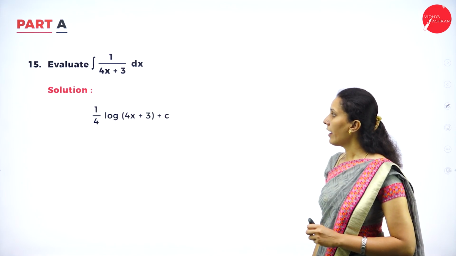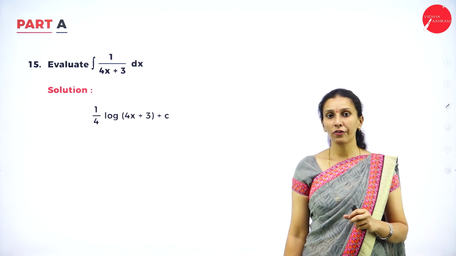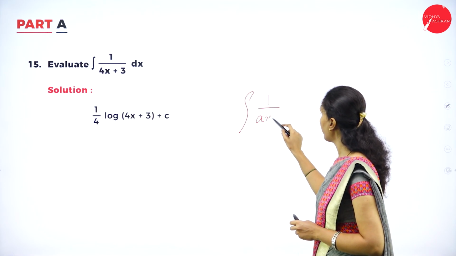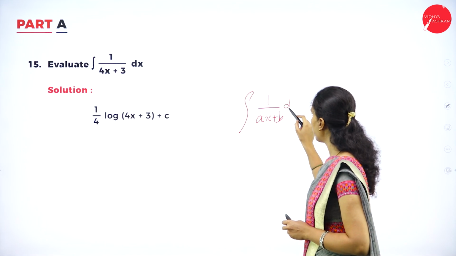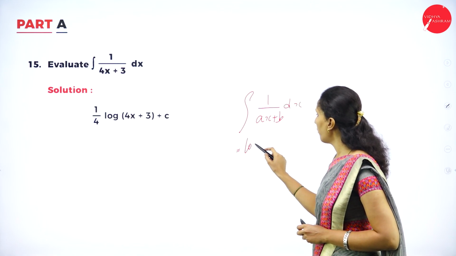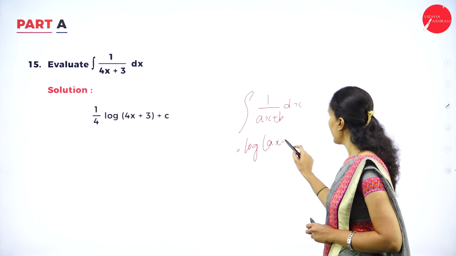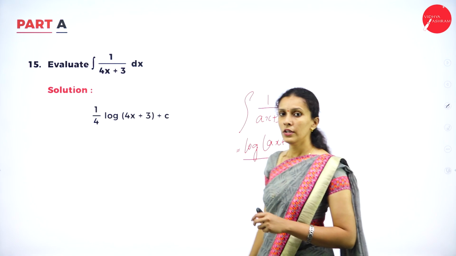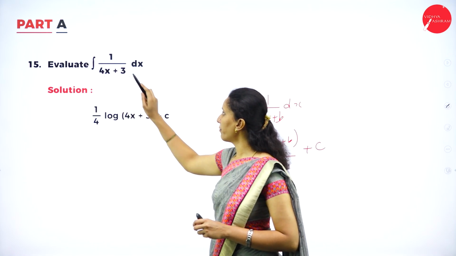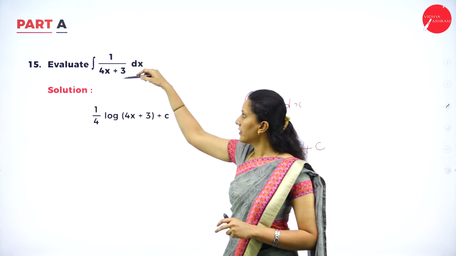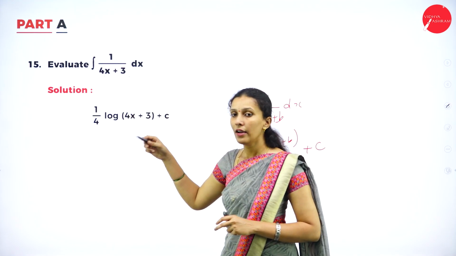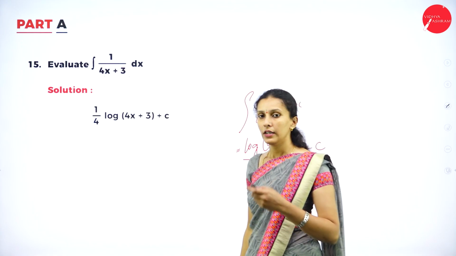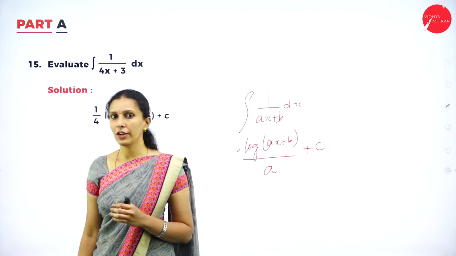Next we have: evaluate integration of 1 divided by 4x plus 3 dx. So we know that the integration of 1 by ax plus b dx can be written in the form of log of ax plus b divided by a plus c. So here the value of a is 4, the value of b is 3. Hence, I can write this in the form of log of 4x plus 3, and 1 by a can be written as 1 by 4, plus the integration constant. So this is how we can find the value of integrals.